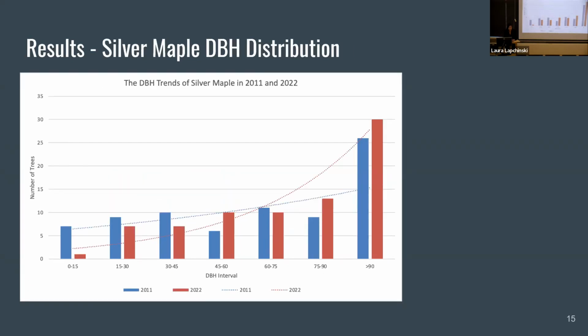Silver maples have many more trees with a very large DBH, such as greater than 90 centimeters. The DBH trend of silver maple indicated that silver maples in the Annex are old, which also matched the early history of silver maple planting in the 1920s.